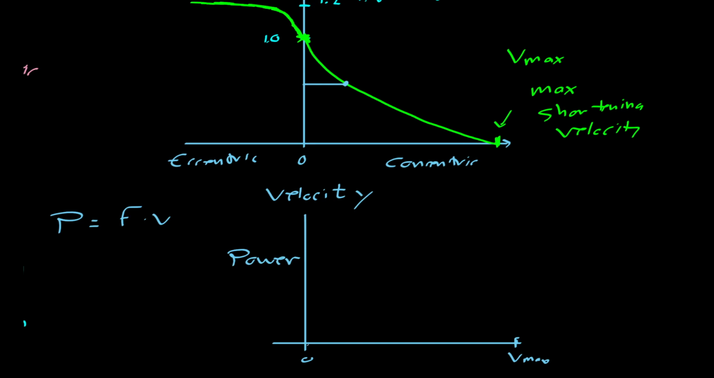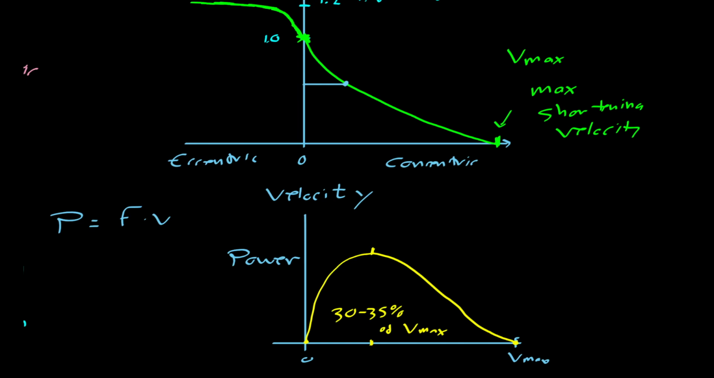So we saw that power has to be 0 when the velocity is 0 because that part's 0. And power also has to be 0 at Vmax because then this is 0. And so you get something that looks like this, where the maximum amount of power corresponds to about 30 to 35% of Vmax.